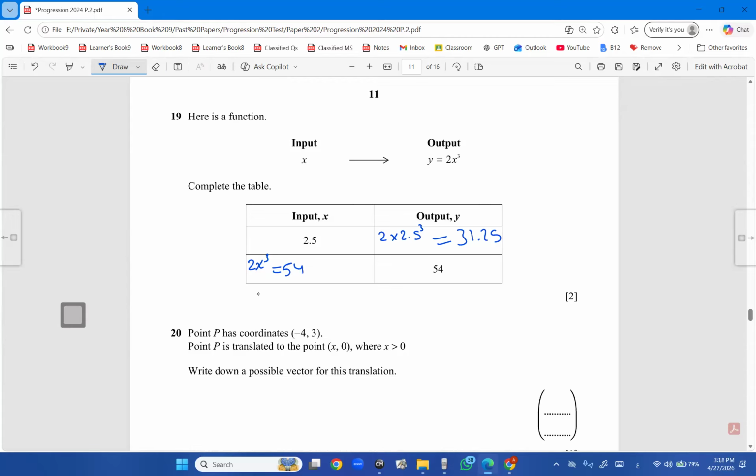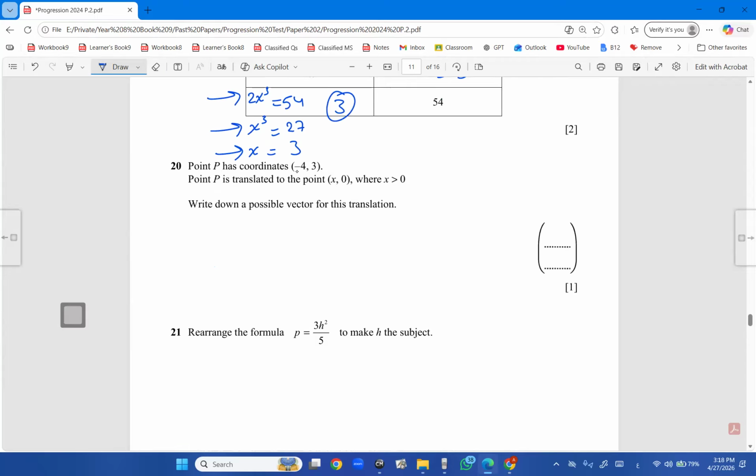Solve the equation. So it is x cubed equals 54 divided by 2, which is going to give you 27. So what is x? X is going to be 3. So here is 3. Solving the equation 2x cubed equals 54. I removed the y and wrote 54. Solve the equation as follows, and you find that x is 3.